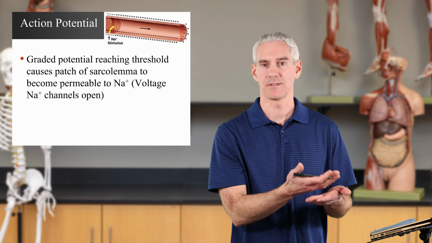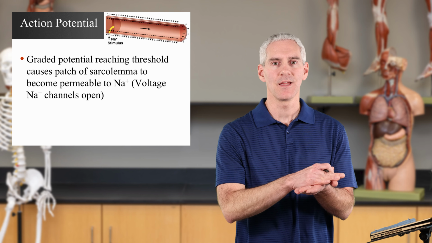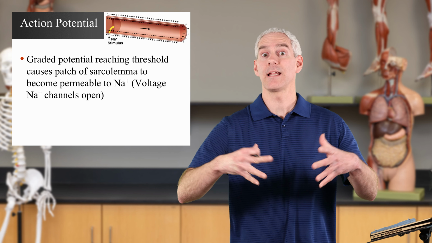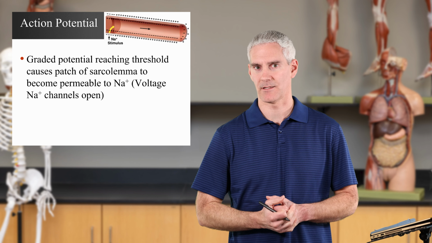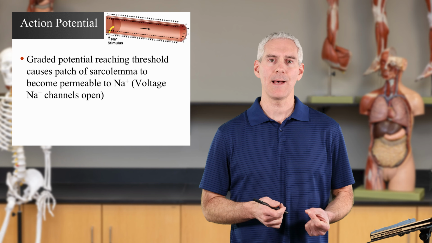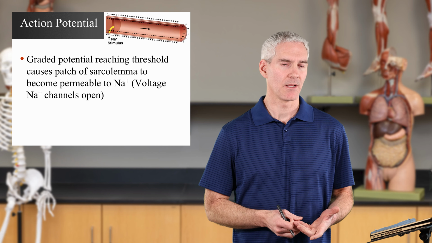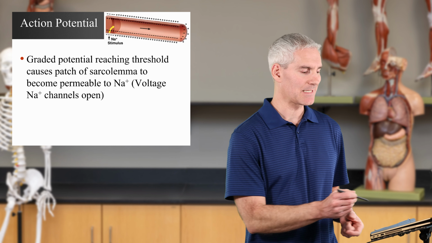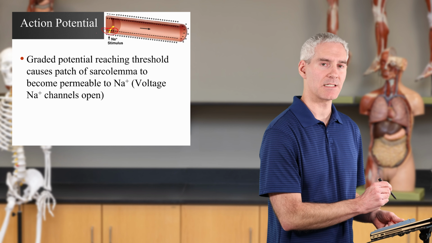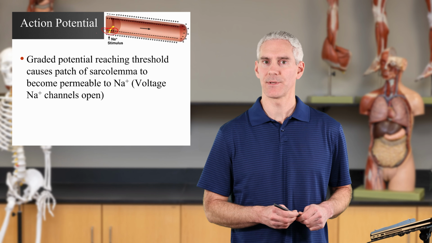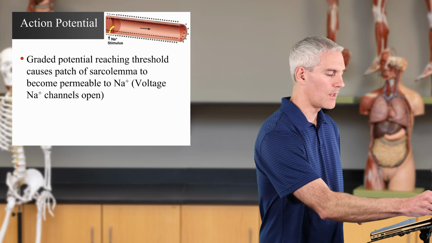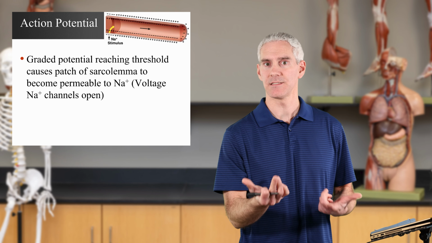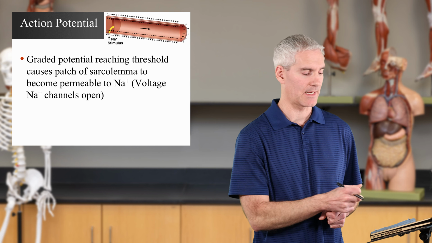Once you hit threshold, negative 55 millivolts, it shoots all the way up to about positive 30. Basically, the floodgates open and sodium just pours into the cell. When that happens, that depolarization means the polarities changed. The inside has now become positive, with the outside becoming negative. That means that particular point in the membrane has depolarized. It's positive inside.